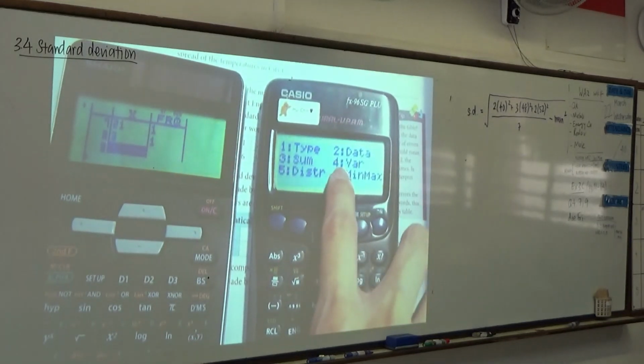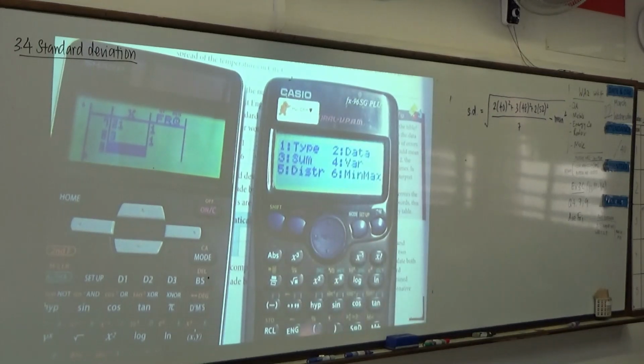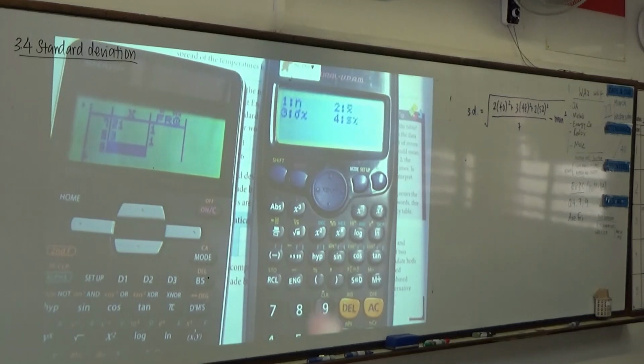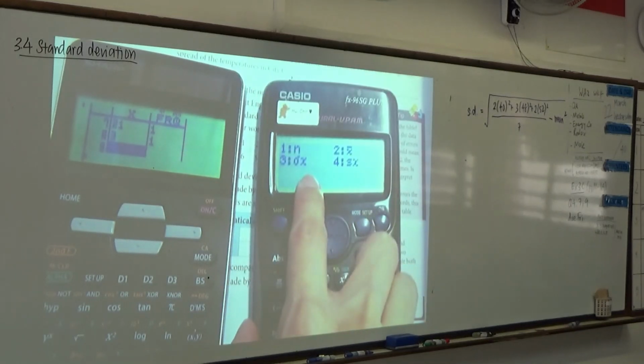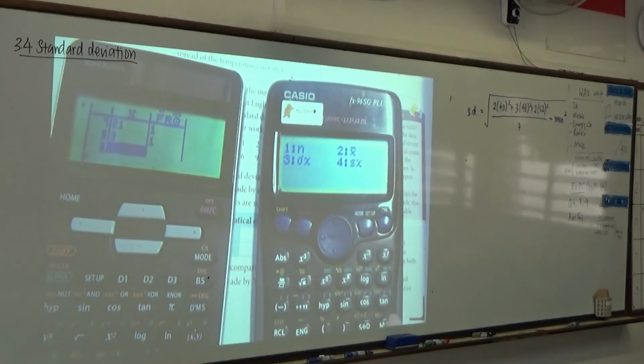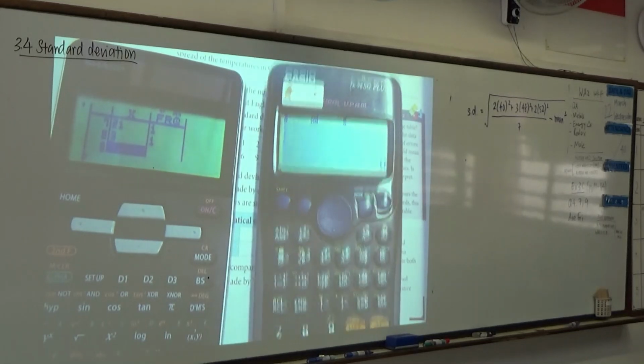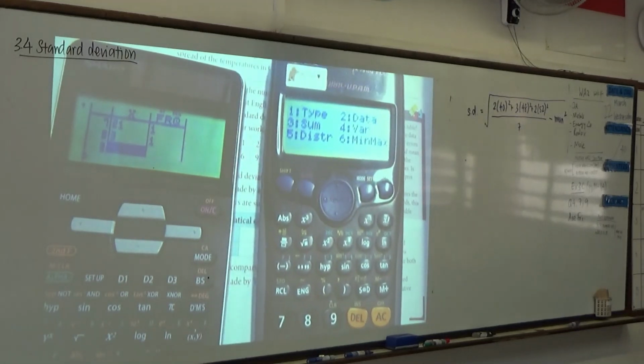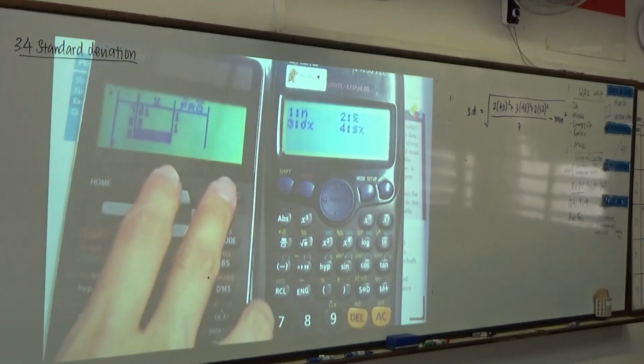Go for number 4, variable or variance. Press 4, and then you arrive at this page. Go AC, Shift 1, 4, 2. Let's arrive at this page first. Okay. Sharp calculator.